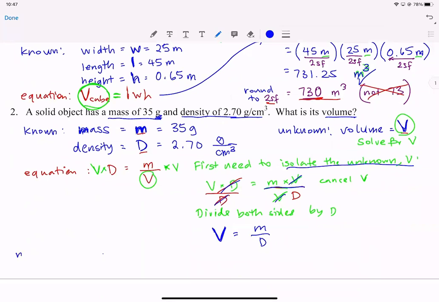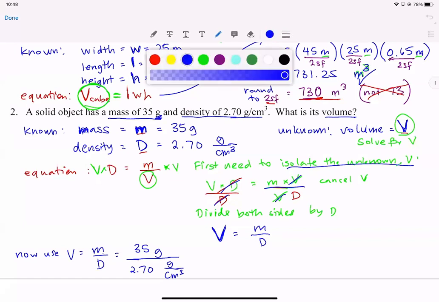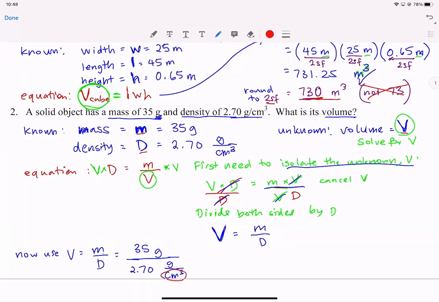Now I can use this equation, M over D. Okay, so you want to plug in the value for M, which is 35 g, and then the value for D, which is 2.70 grams over centimeter cubed. Now this centimeters cubed is a denominator. It's the bottom of the fraction in another denominator. It's a fraction inside of a fraction.